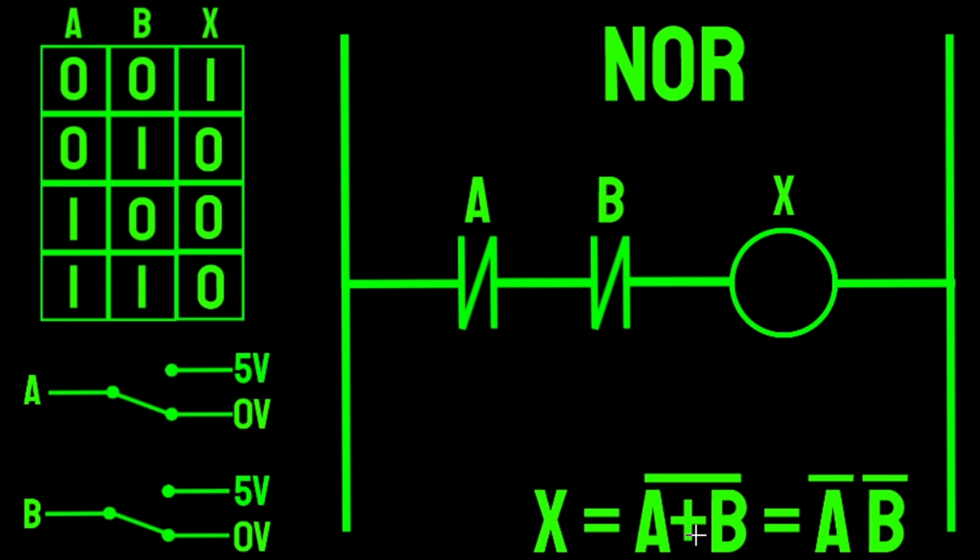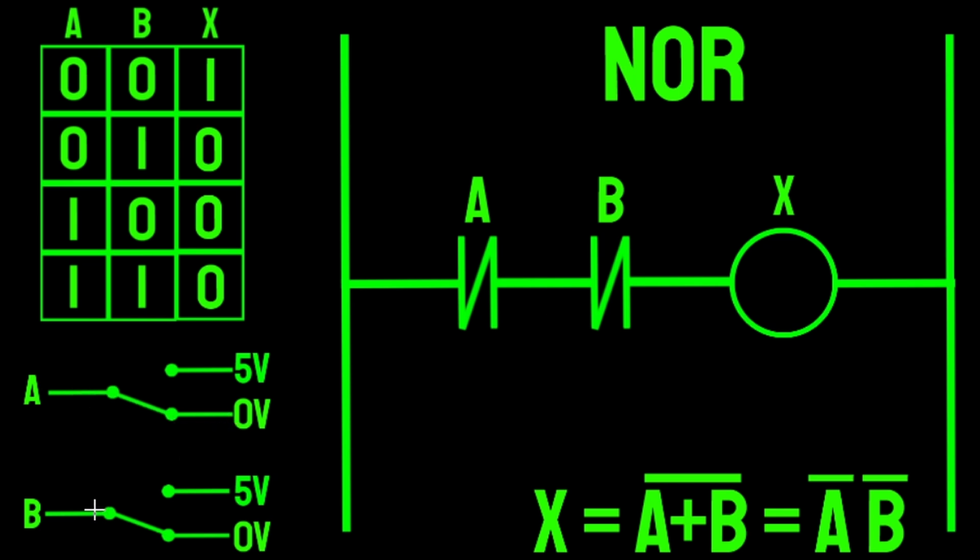We have (A or B) over bar, but just like we did with the NAND gate, we can use De Morgan's theorem. We can cut this over bar and change the operation from OR to AND and say that this is also equal to A bar and B bar. If we use this expression of NOR, it makes our ladder logic simplified.